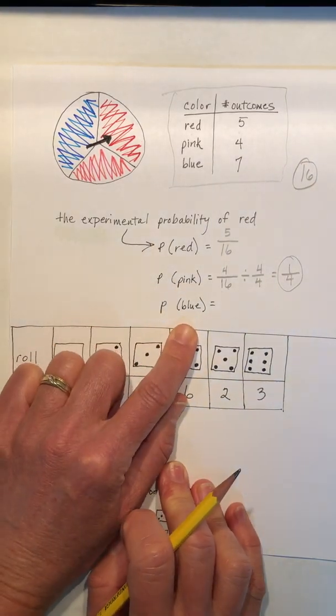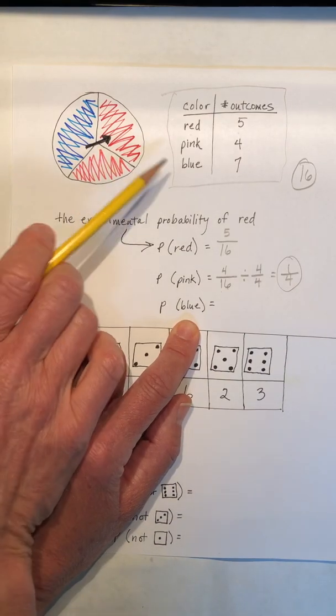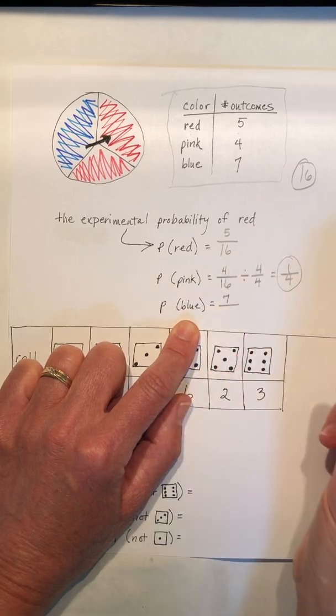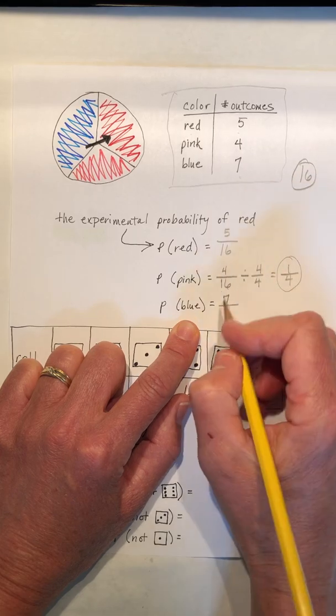What's the experimental probability of getting a blue? Well, let's see. The number of times I got a blue was 7. The total number of spins, remember we added these 3 numbers up, was 16.